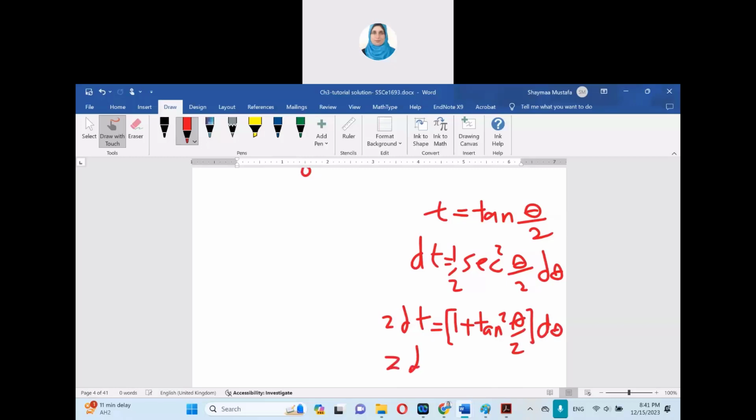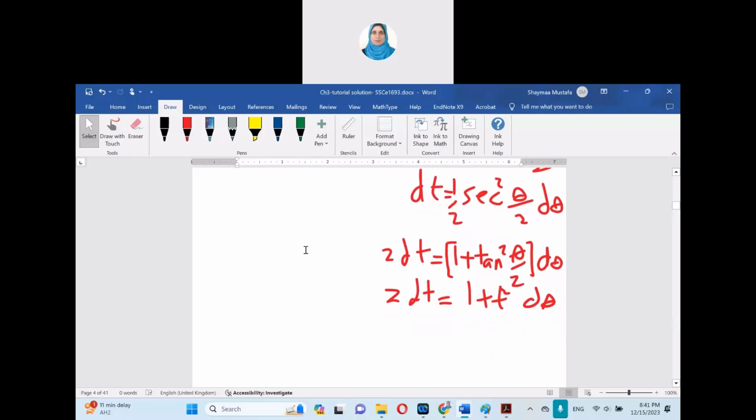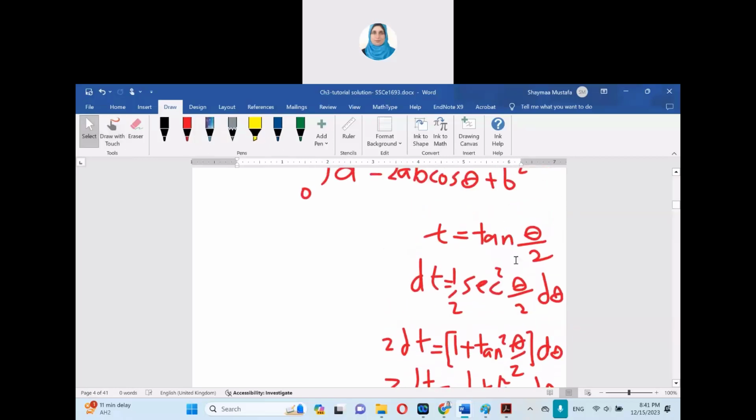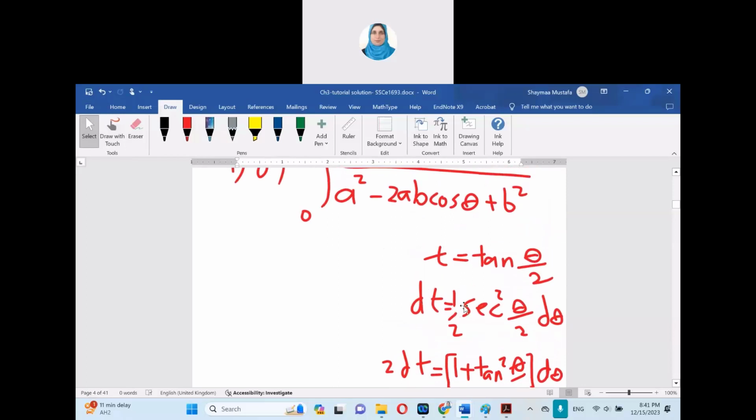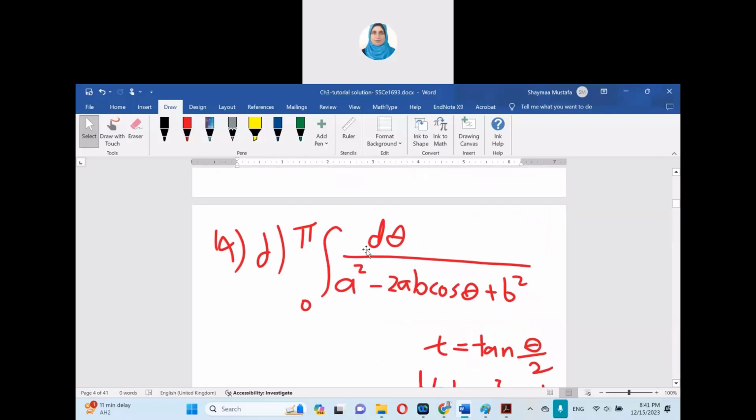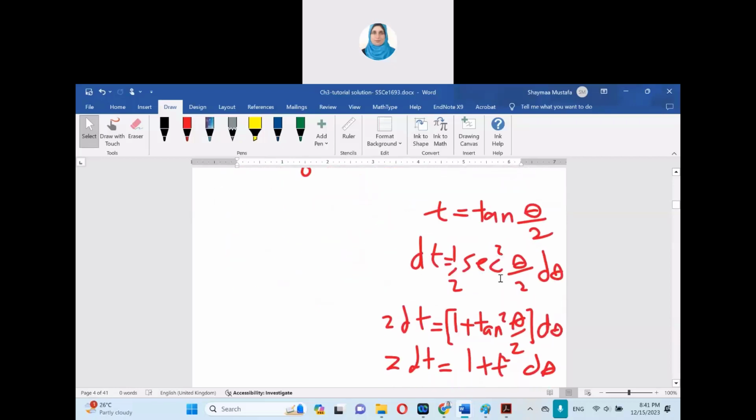Which means that 2 dt is equal to 1 plus t square d theta. Or you can write 2 over 1 plus t square dt is equal to d theta. Because t is tan theta over 2, dt is 1 over 2 sec square theta over 2 d theta. I don't have sec square theta over 2 here, so I have to change this one to t.